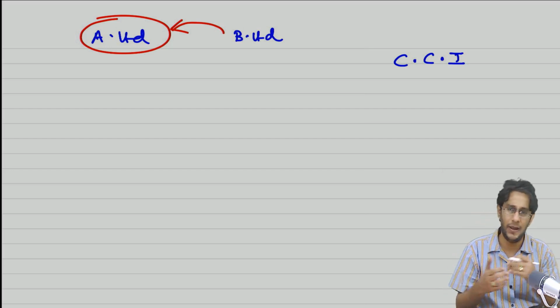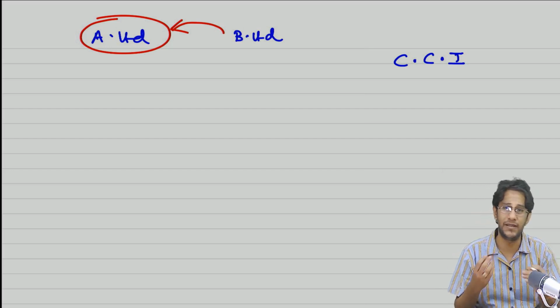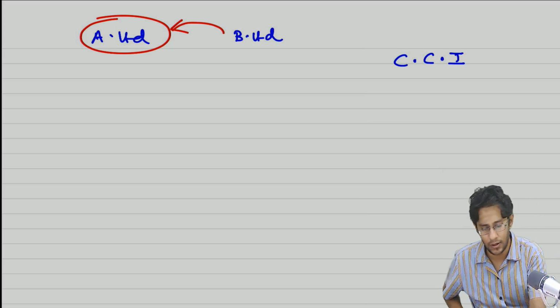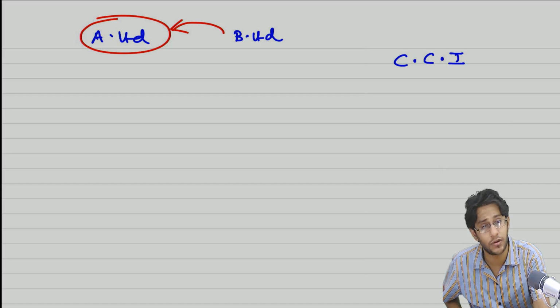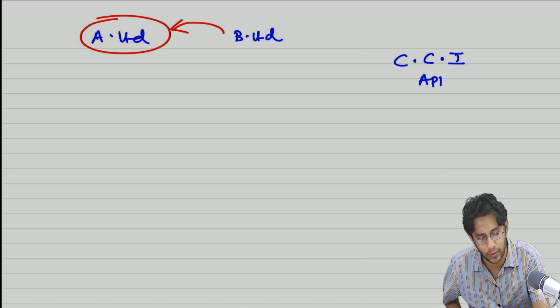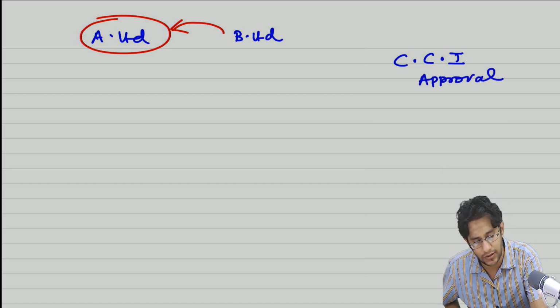Now, A and B have negotiated everything, they have valued everything, the purchase consideration and all is fine. But Competition Commission of India's approval is also required. So, this kind of approval is called a regulatory authority approval.